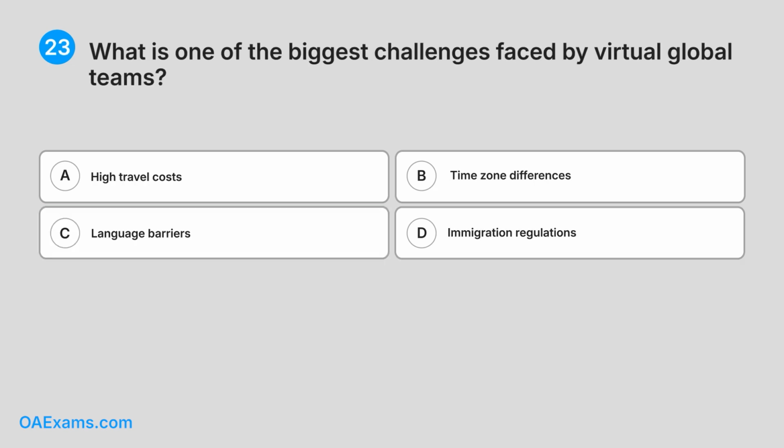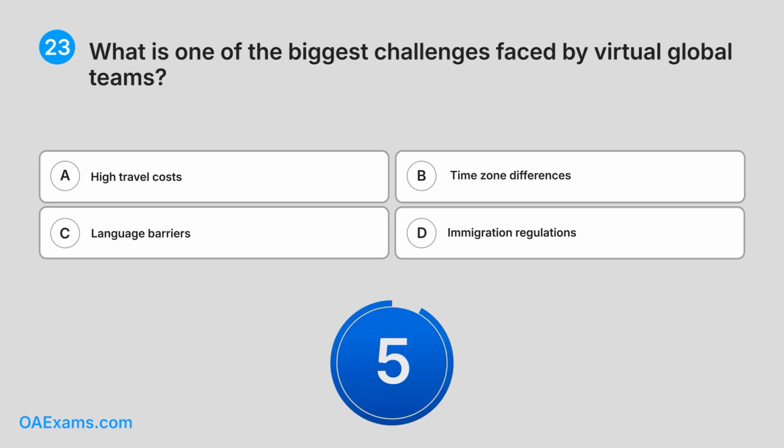23. What is one of the biggest challenges faced by virtual global teams? A. High travel costs, B. Time zone differences, C. Language barriers, D. Immigration regulations. Can you guess the answer?